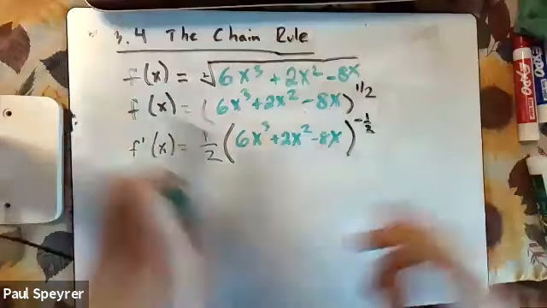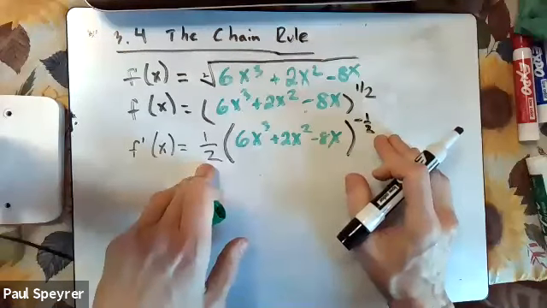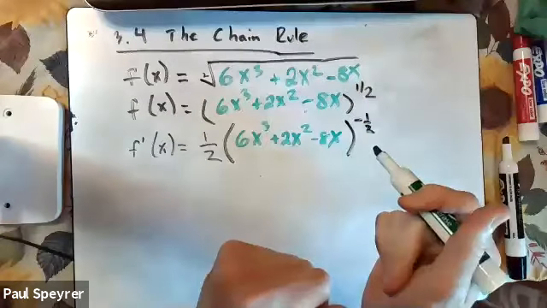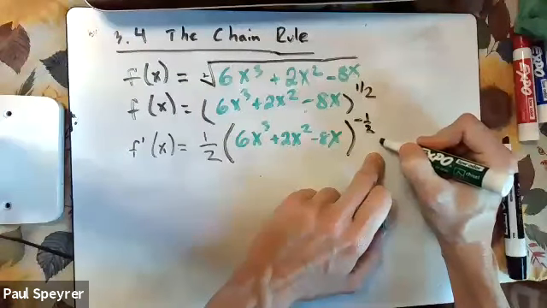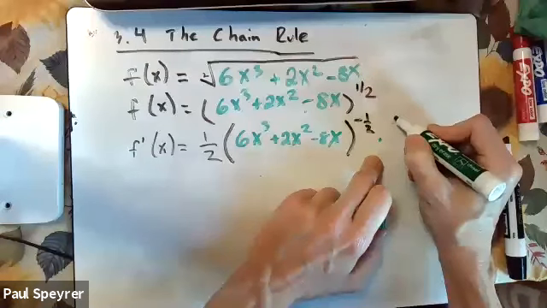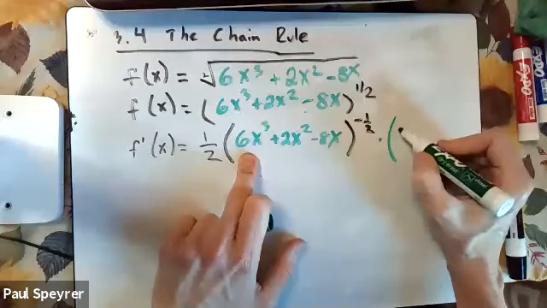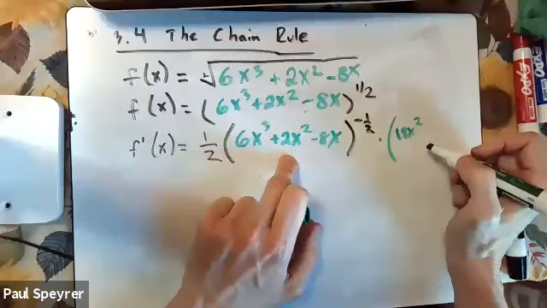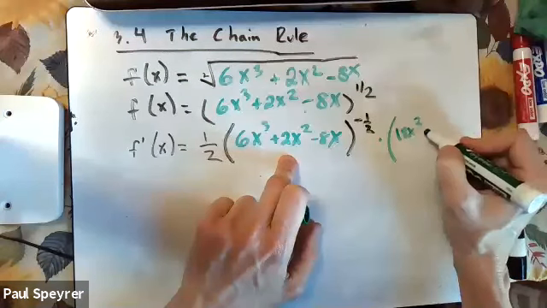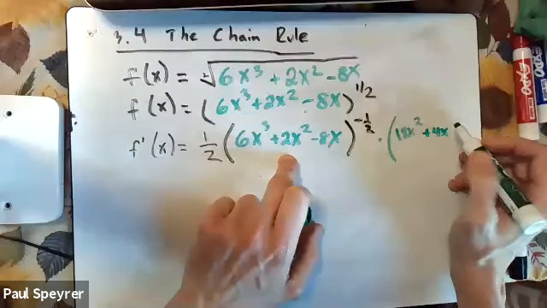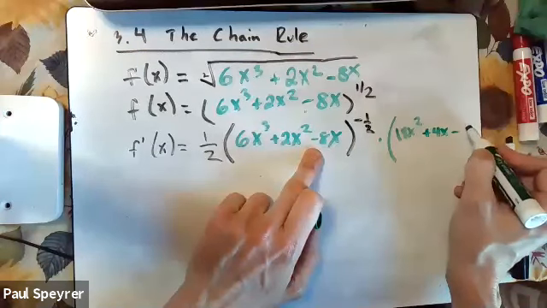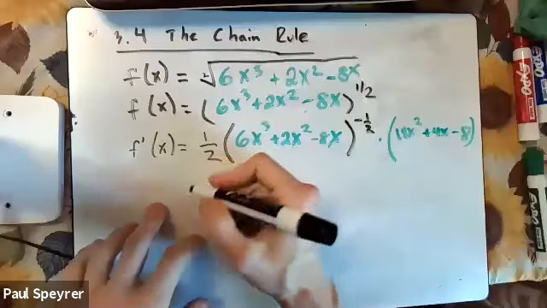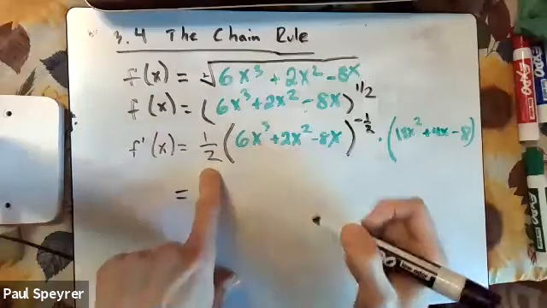Now we're still not finished with the chain rule because we've only derived the outside chunk, right? Now we have to derive the green chunk, the stuff on the inside. And how do we do that? Well, we're going to connect it by multiplication. Derivative of 6x cubed is 18x squared. Derivative of 2x squared is 4x. Derivative of negative 8x is negative 8. And then with this one, we can clean it up a little bit.